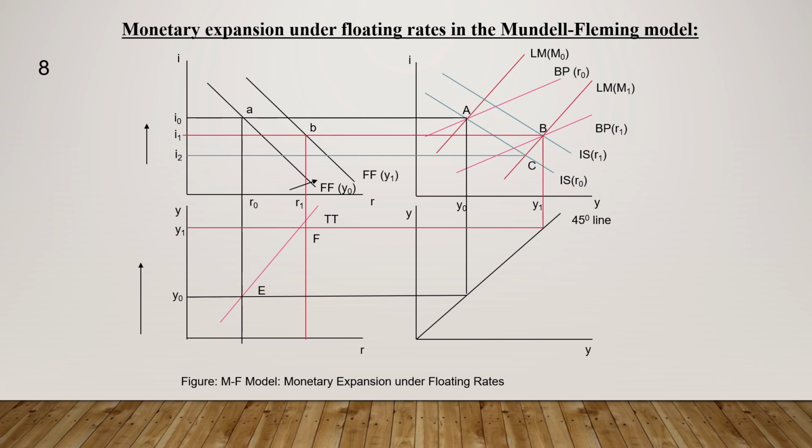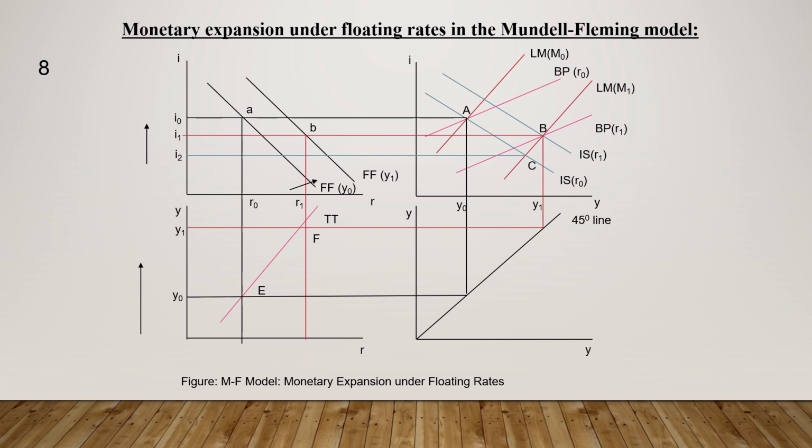C to P. Then the output will increase from y0 to y1, and this will shift the FF line from y0 to y1. For the new equilibrium at point B, the interest rate I will increase from I2 to I1, and it will intersect the new FF line at point B.